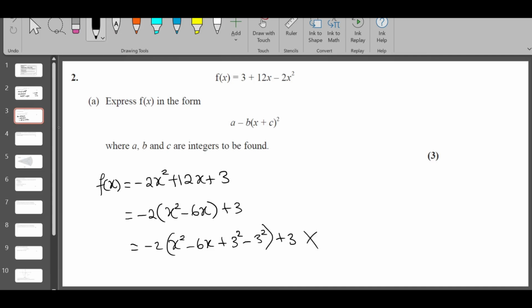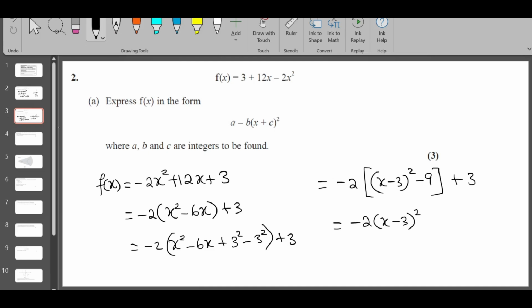If you want, you can skip this step and straight away write it as minus 2 times x minus 3 whole squared minus 3 squared. But remember, the 2 is a common factor for all this and there is a plus 3 outside. So when you open the bracket, take minus 2 and multiply both, it becomes this. Minus 2 times minus 9, negative times negative, positive 18, plus 3. 18 plus 3 is 21. Minus 2 times this. It looks exactly like this, right? That's the completing the square method.